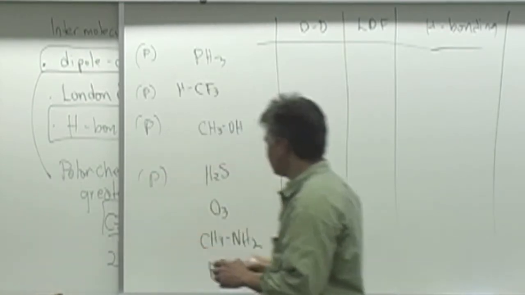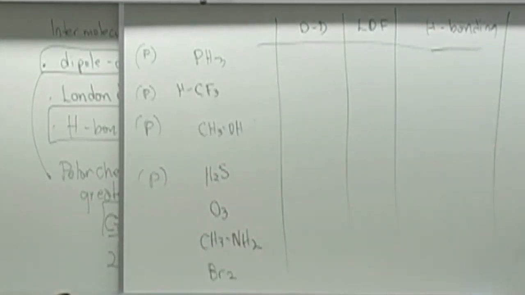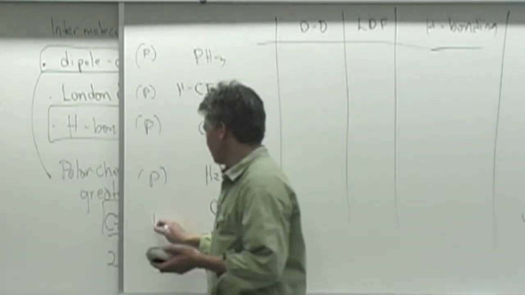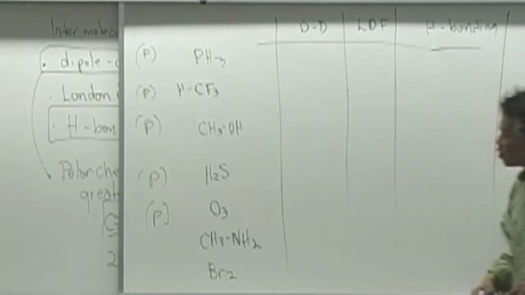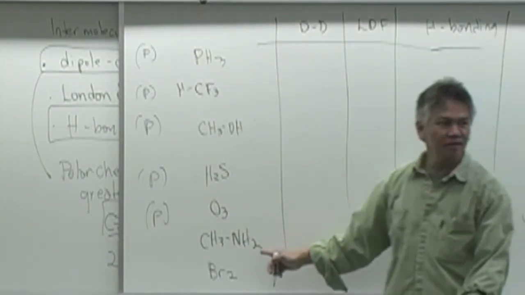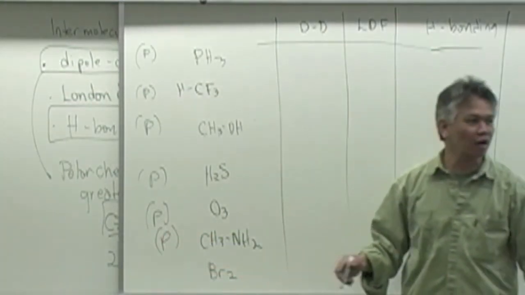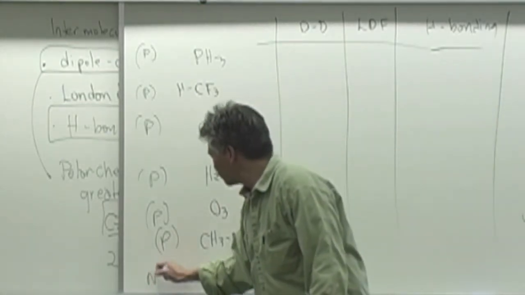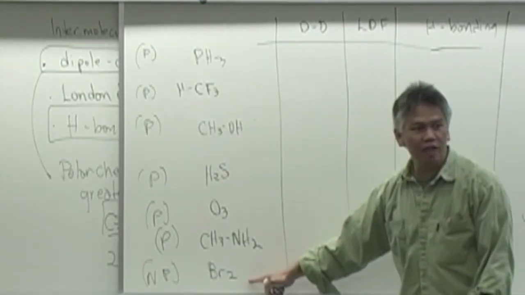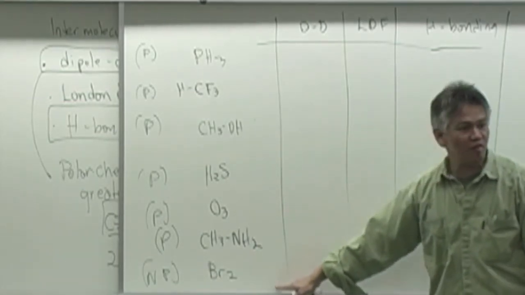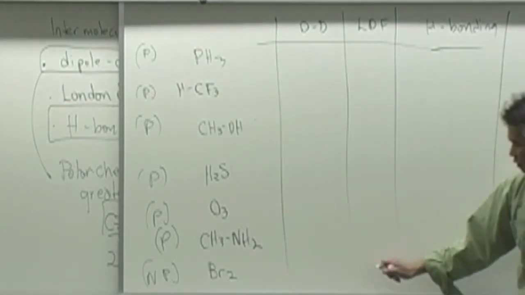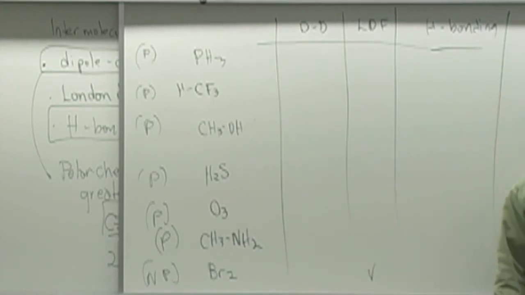Ozone looks like this, it's bent. It's also polar. Very small in terms of polarity, but it's still polar. That's why I have to put in a different example, because all my chemicals are polar. This chemical with NH2 at the end would be polar. And then finally, Br2, polar or non-polar? Non-polar. So because this is the only non-polar chemical, the only force available for Br2 is London dispersion force. That's the only thing you can check for Br2.